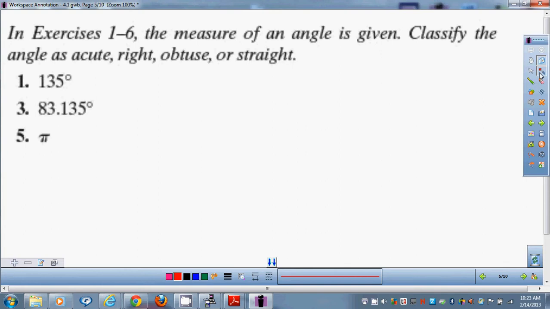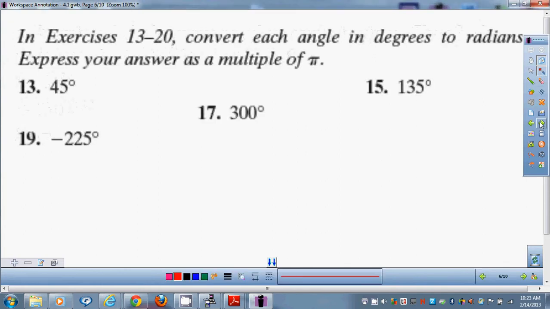Here we go. We're going to start with these. Convert each angle into radians. Now, let me ask you this. Let's go back to our circle thing. Somebody tell me what the formula for the circumference was again. 2 pi r. All right. Very good.